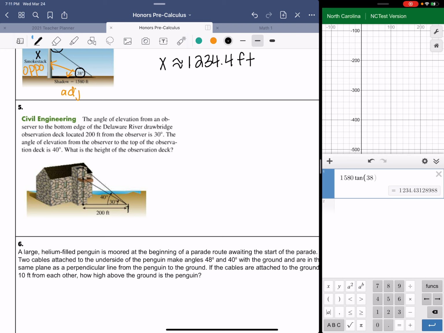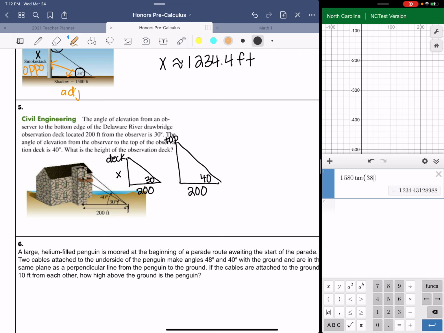So basically, I have this observer. The observer is looking to the deck itself, and that's 30 degrees. And then he looks to the top of the deck, and that's 40 degrees. So really what we need to do is make two separate triangles here. We have the 30-degree angle, that's 200 feet, and this is to the deck. Then we have a little bit taller one, so he's looking 40 degrees up now. It's still 200 feet, but this is to the top of the observation deck.